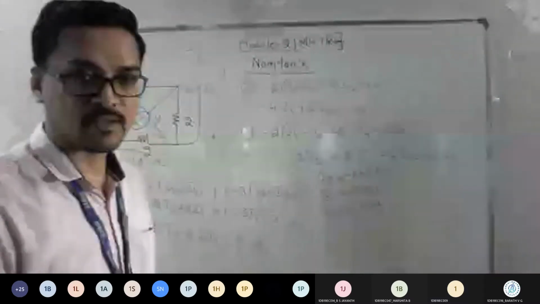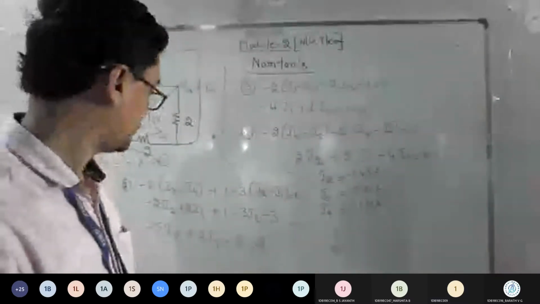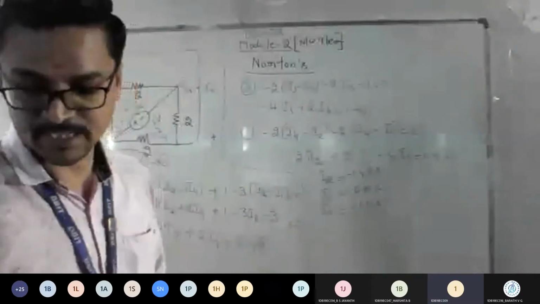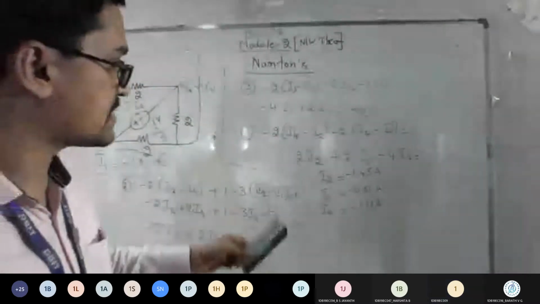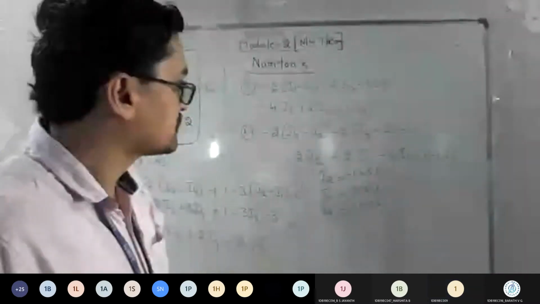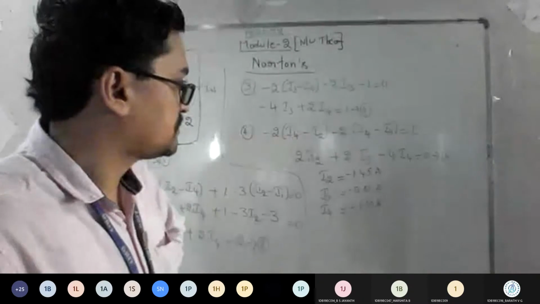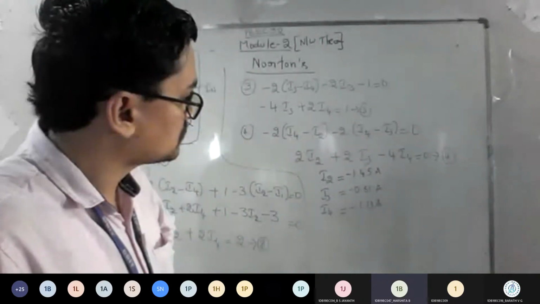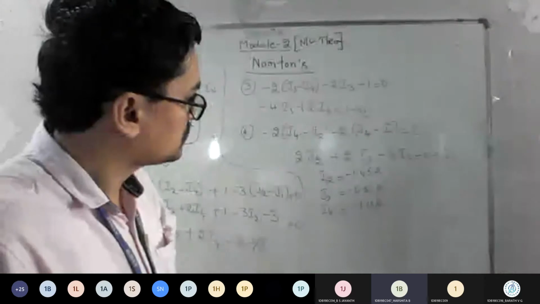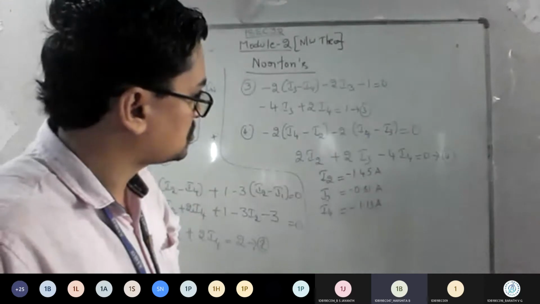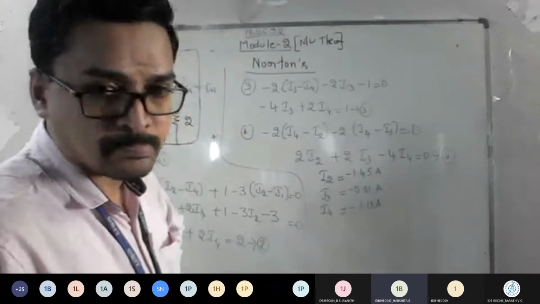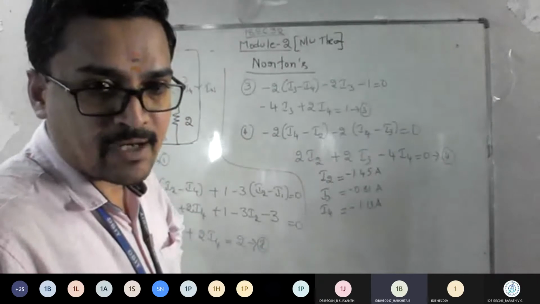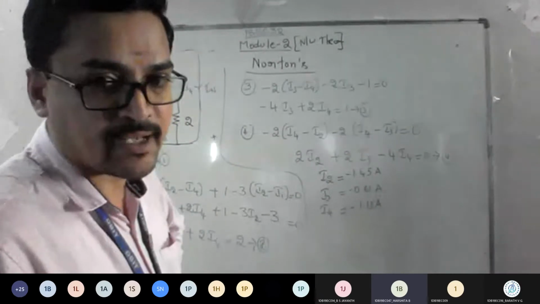Is it fine now, Ananya? Yes, sir. Just check out the answer Bharat told. Is it matching? Sir, I am getting minus 0.63 for I2, for I3 minus 0.54, and for I4 0.590. A different answer.